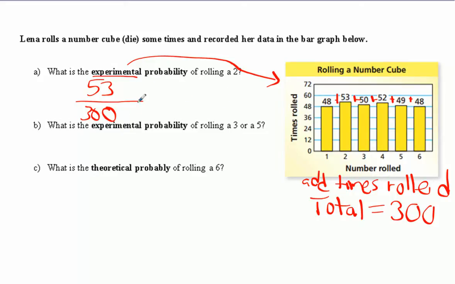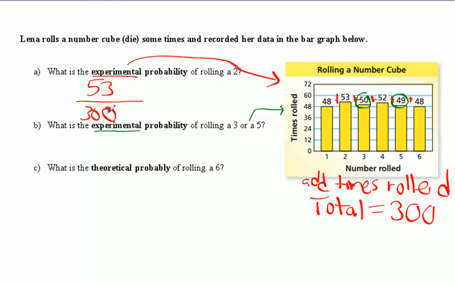All right, second question. What is, again, the experimental probability? So again, I'm basing it on what information I have here, on rolling a 3 or a 5. So again, I would be happy getting a 3, and I would be happy rolling a 5.